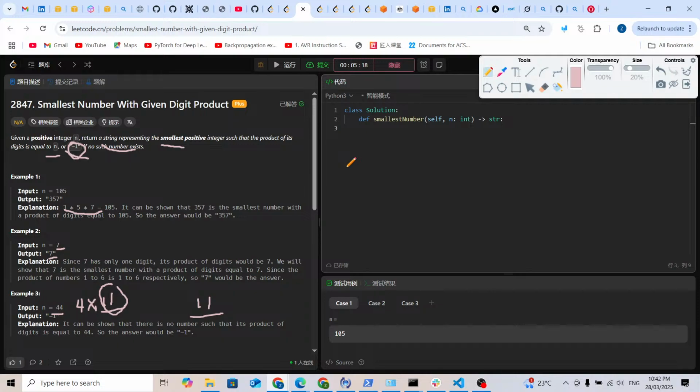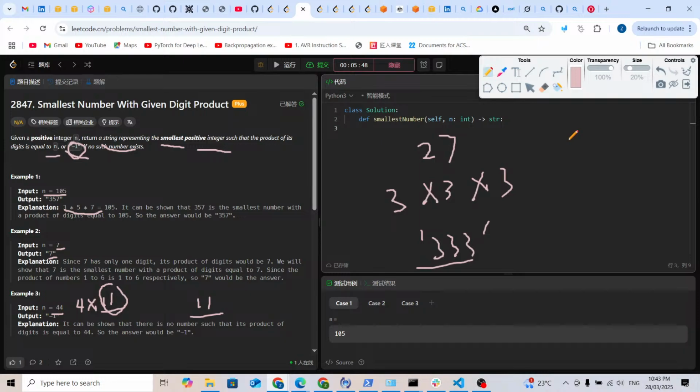So let me just give you two examples. If n equals 27, what do we have? We're going to have some numbers, for example 3 times 3 times 3. So it means we're going to have a string of 333, but it is not the smallest number. We need to have the smallest number, and we're going to return a string.